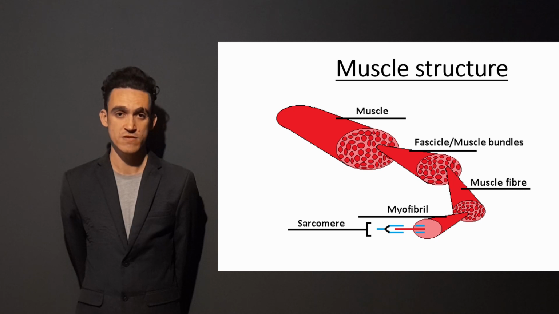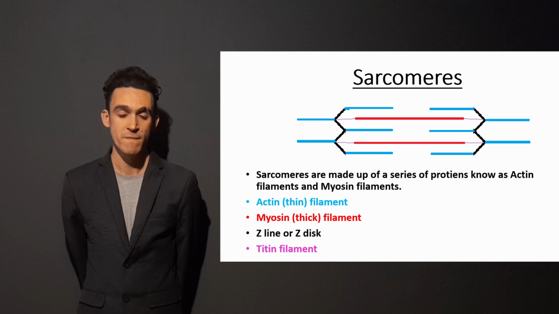Fascicles in turn consist of muscle fibers, and muscle fibers in turn consist of myofibrils. Myofibrils in turn consist of sarcomeres. For today's purpose of looking at the sliding filament theory, we're going to have to work with the sarcomere part. So let's take a closer look at the sarcomere.